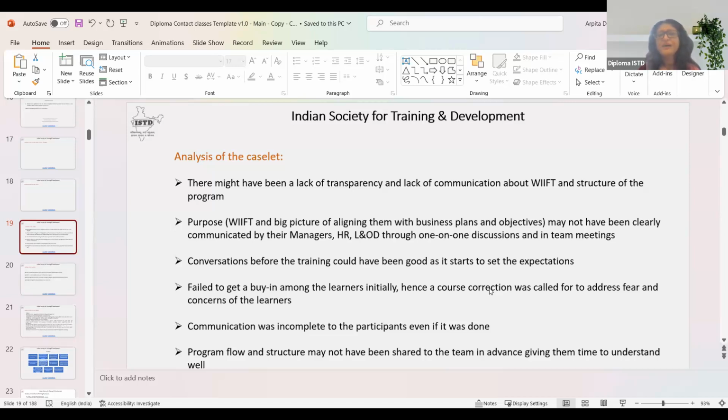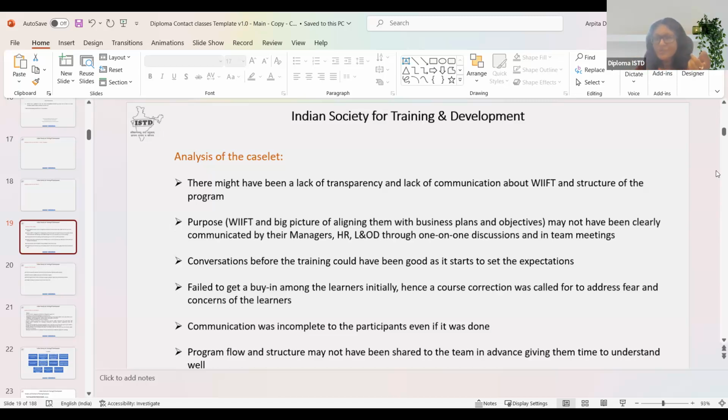There might have been a lack of transparency and lack of communication about what is in it for me. If that clarity is not there, because these are the senior folks, what is in it for me? So I have mentioned what is in it for them. Okay, and the structure of the program, maybe that was not clearly communicated. See, with a mail, it's very difficult for people to register that.